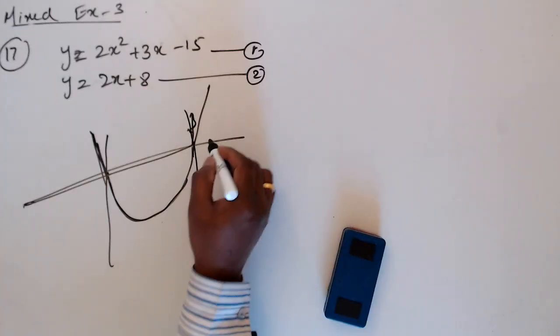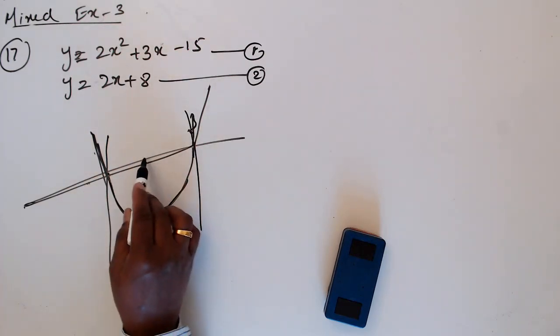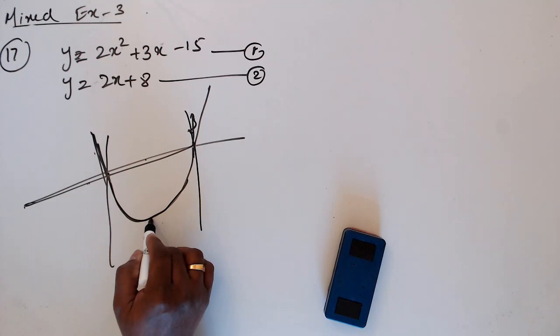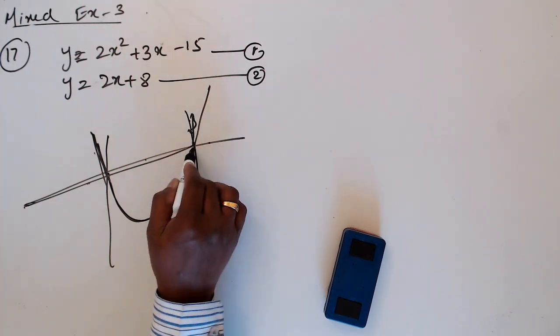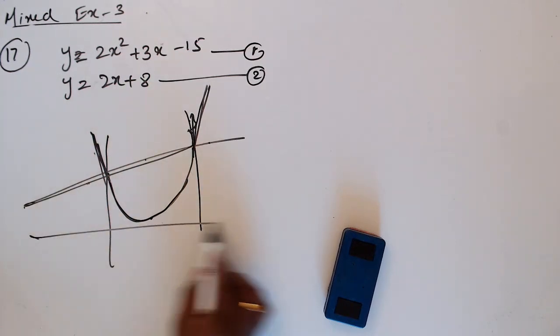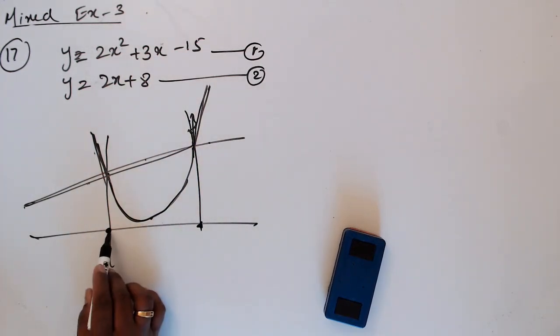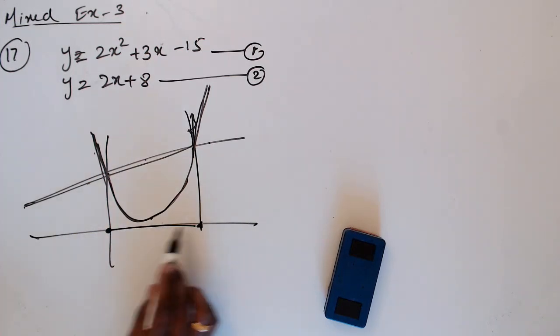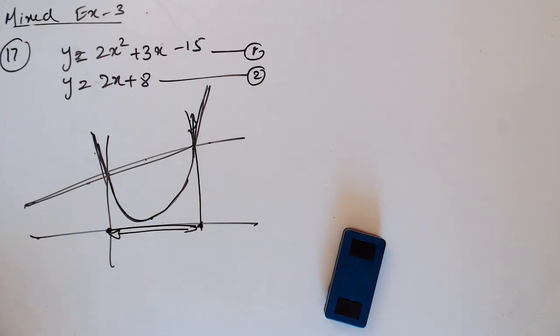Here, you look at here, the curve is above the line. Here the curve is below the line, and this curve is above the line. So if we know these values, from here to here interval, we can see that this is below this one.